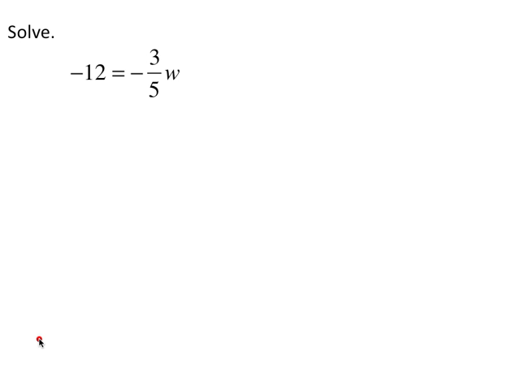We're trying to solve this equation: negative 12 equals negative 3/5 W. Now, a couple things you want to remember when you're solving equations. Our goal is to get the variable by itself. That's this W. So somehow we're going to need to get rid of this negative 3/5.